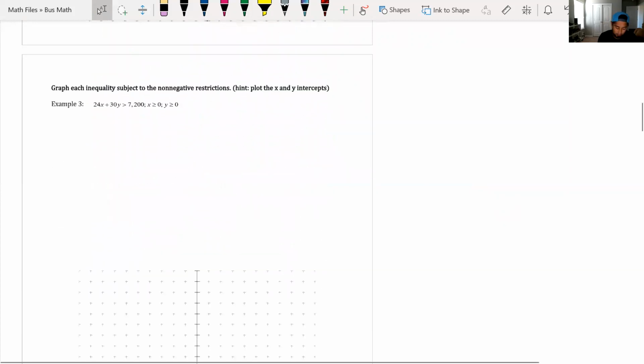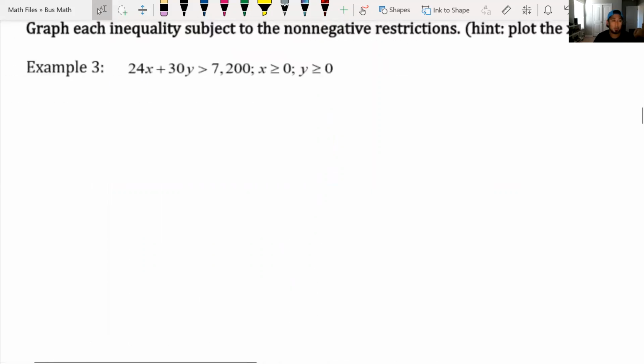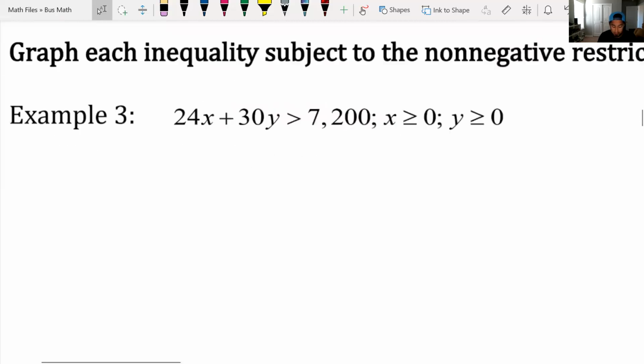All right. Example 3, same thing. But now we have a little addition. So we have the linear inequality 24x plus 30y is greater than 7,200. And then we're given two more inequalities. x is greater than or equal to 0, and y is greater than or equal to 0. Okay. So we'll keep on with the first steps.